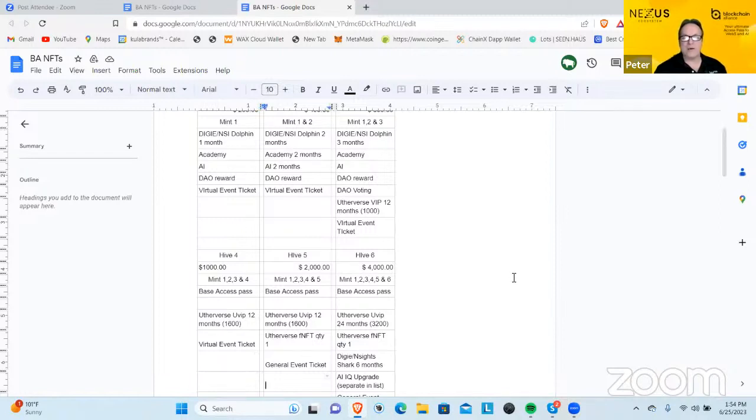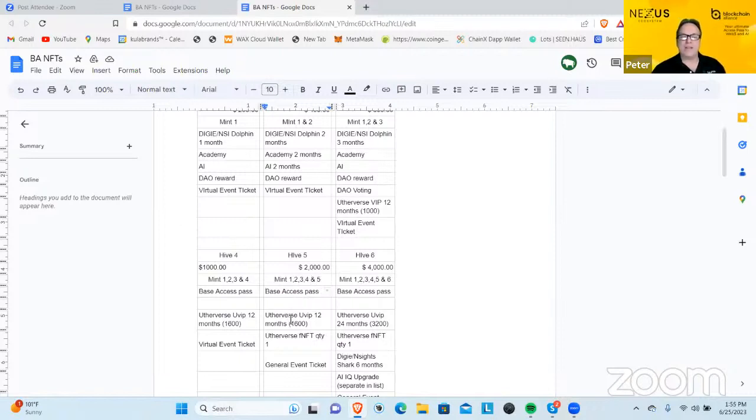We're going to jump over to Tier 5. These are actually pretty simple, right? You're going to get the first 5 NFTs, each mint, each time. Just simply pay gas fee after this because you've prepaid for them. You're going to get all the base stuff, right, for 5 months. You're going to get Digi for 5 months. Same thing with 4. You're going to get Digi for 4 months. Digi Dolphin for 4 months. You're going to get the Academy for 4 months. You're going to get the AI for 4 months. All of these, when it says base access pass, you're getting that for the number of NFTs that you hold.